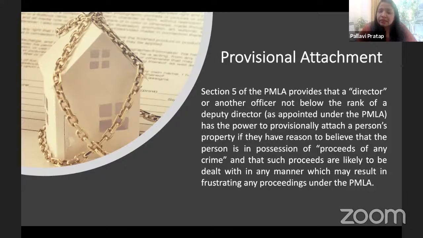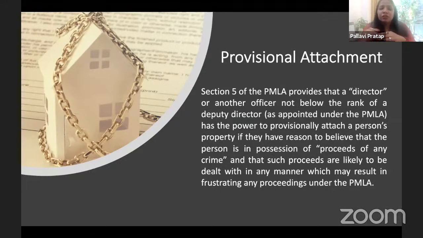Now, these extensive rights also, I'm sure, bring with them a lot of responsibility, which unfortunately we do not see when you are practicing in the PMLA adjudicating authority. You will see a lot of times that these provisional attachments that happen are done blindly. So for instance, there is a term called reason to believe.